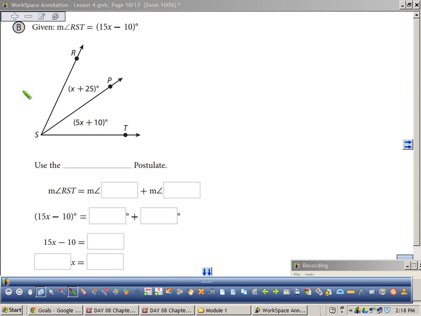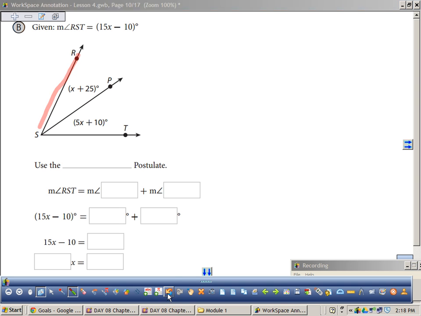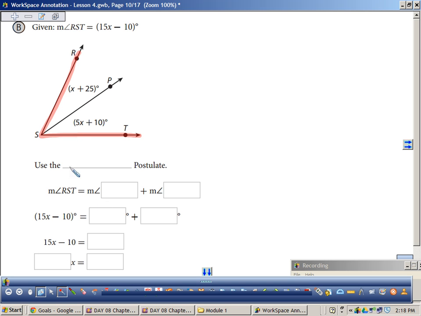All right, I'm going to change my highlighter. Given that the measure of angle RFT equals 15x minus 10, which postulate am I going to use? Good job. Angle addition postulate.